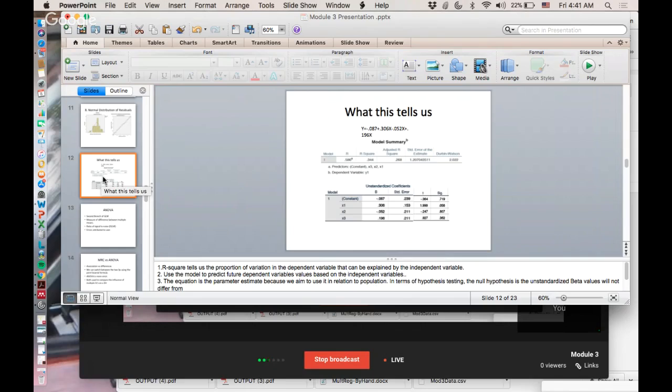So what does this tell us? Using the variables, I got the equation y equals negative 0.087, which is the y-intercept, plus 0.306x minus 0.052x plus 0.196x. So basically what that did was take these unstandardized beta values, and the equation is, we're using this model to predict future dependent variables based on those input variables. So the betas are basically the key to the formula as far as predicting other values.